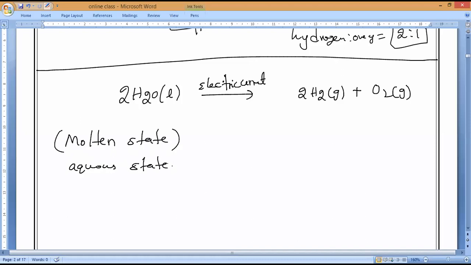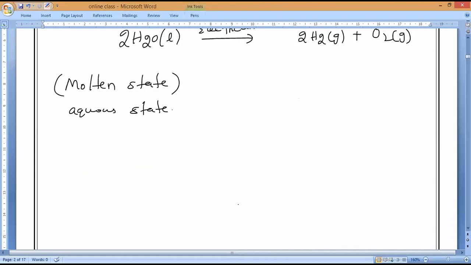So now we are going to take the second example of the electrolysis process. Not melted, molten state. Molten. That is the meaning of that. Okay, now let me take molten sodium chloride. Can anybody tell me the formula of sodium chloride? Molten sodium chloride.